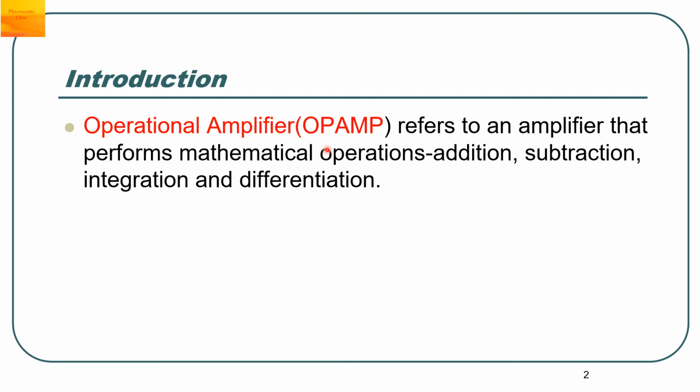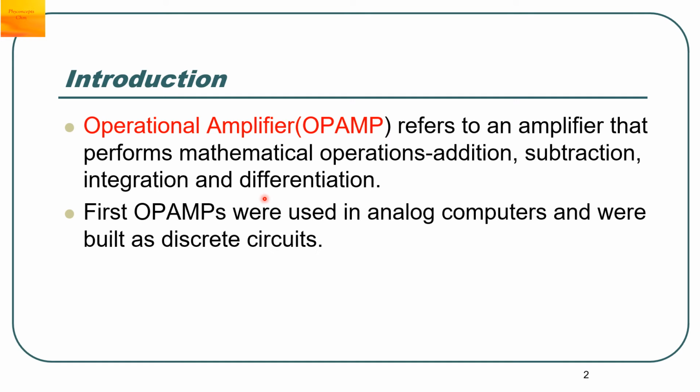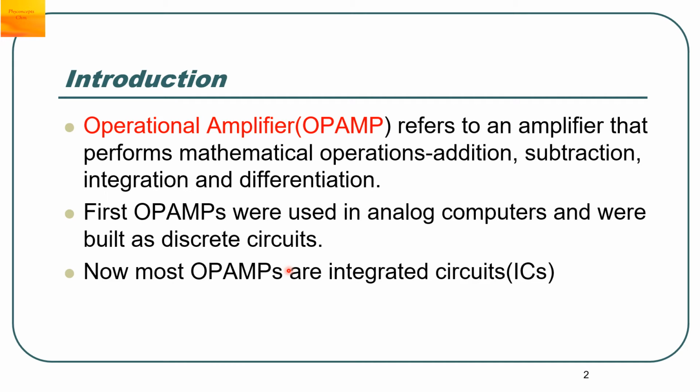Operational amplifier, in short called as op-amp, refers to an amplifier that performs mathematical operations like addition, subtraction, integration and differentiation. Earlier, the op-amps were used in analog computers and were built as discrete circuits. Now, most of the op-amps are integrated circuits, that is ICs.